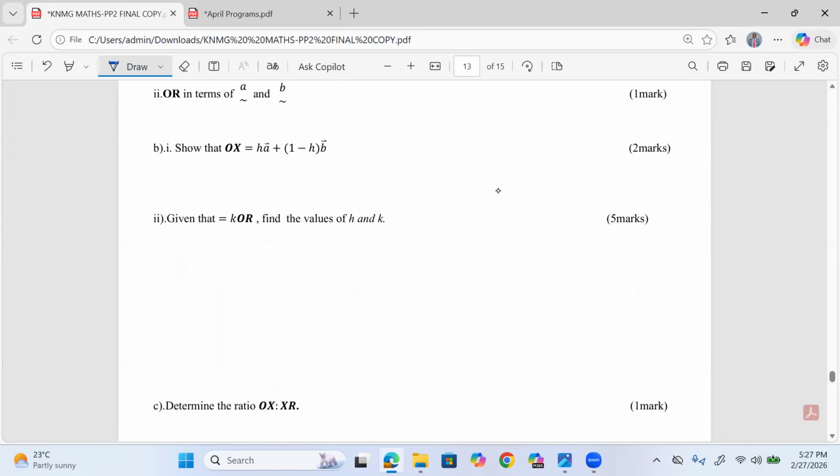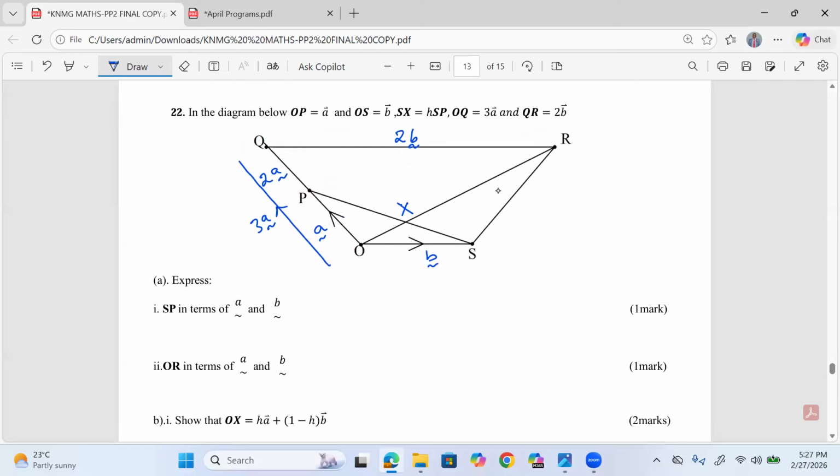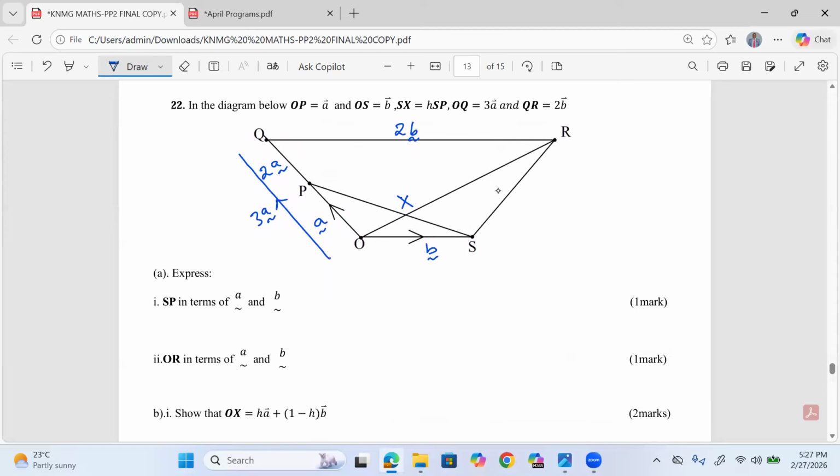This is a very good question. I'm actually liking it already before we even compute. I'm already in love with the question. Let's proceed, ladies and gentlemen. We are talking about expressing SP in terms of A and B.